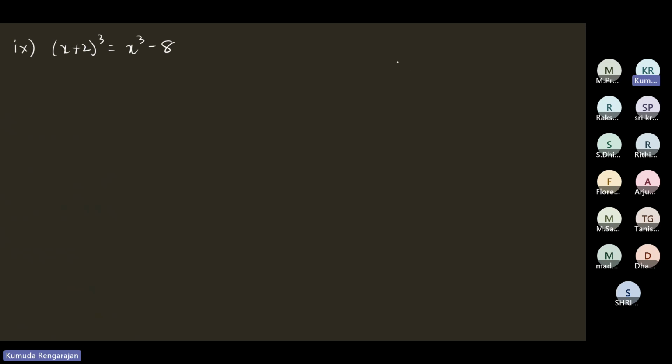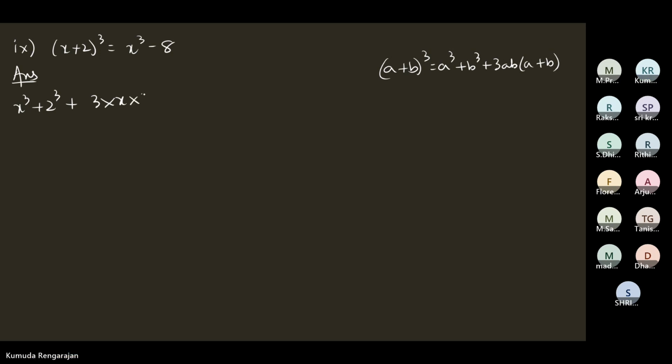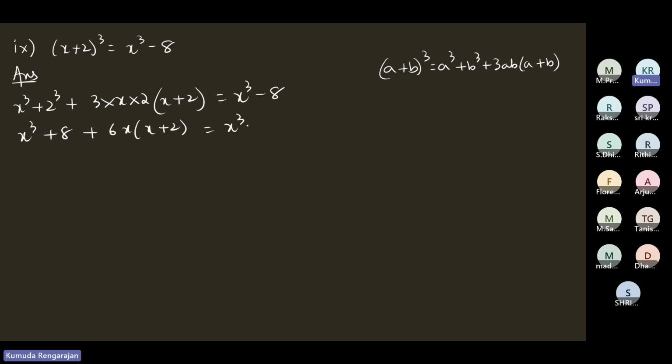Yes, children, please expand. What is (a plus b) the whole cube? a cube plus b cube plus 3ab into (a plus b). Very good. So how do you expand this one? It will be x cubed plus 2 cubed plus 3 into x into 2 into (x plus 2), is equal to x cubed minus 8. So x cubed plus 8 plus 6x into (x plus 2) is equal to x cubed minus 8.